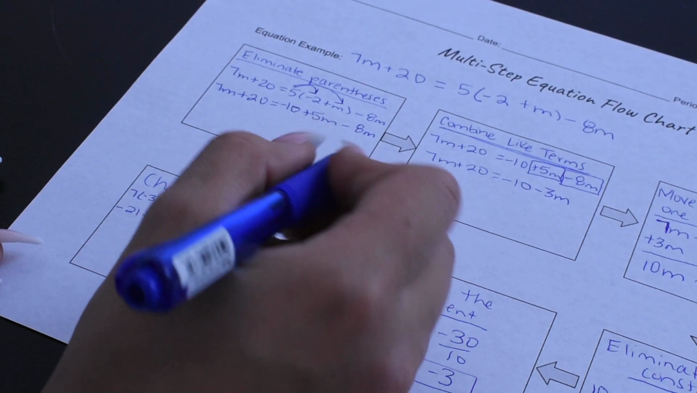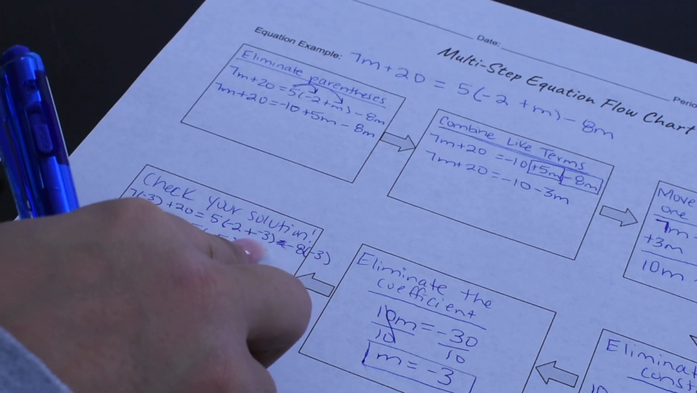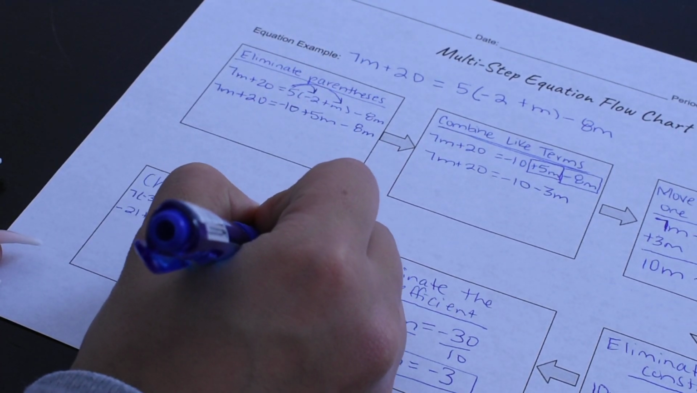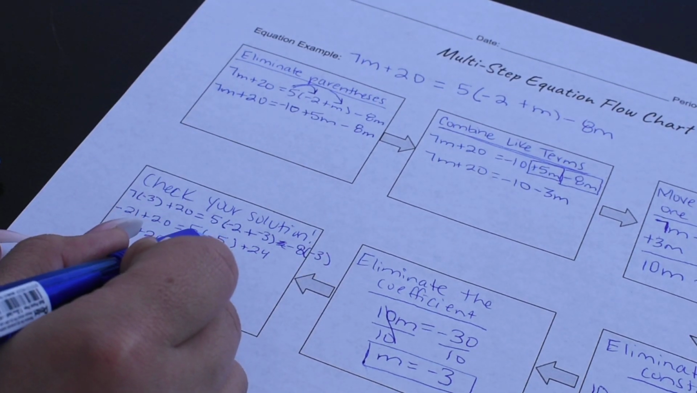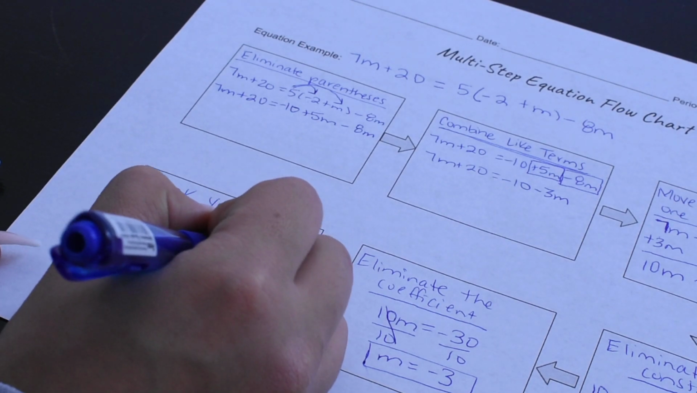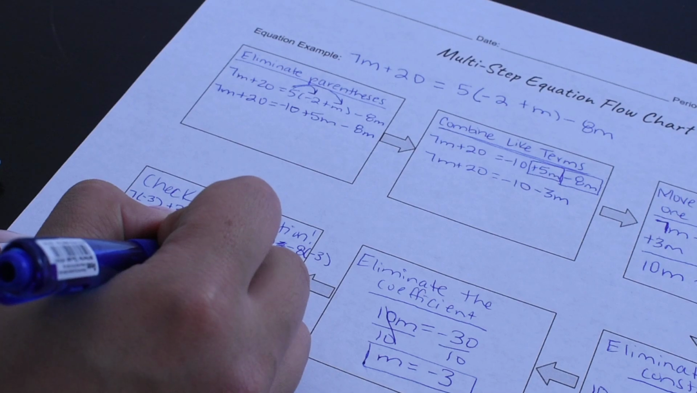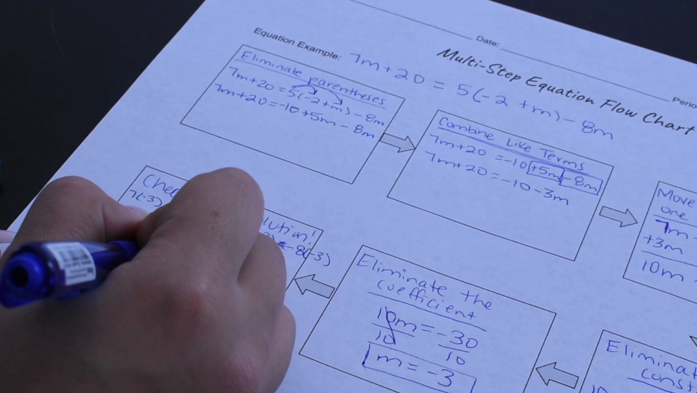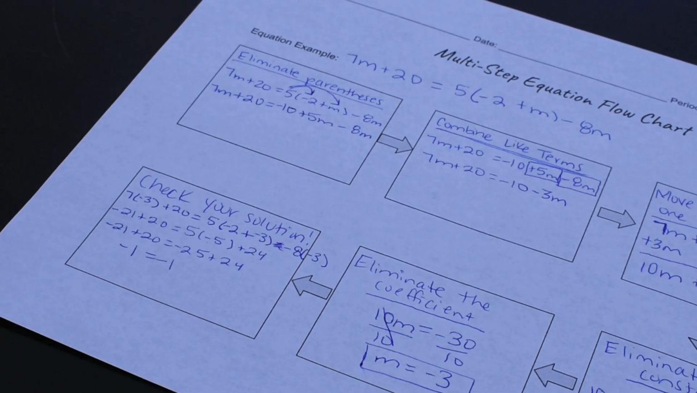Why did it do that? There should be no equal sign here. Sorry, I messed up. Minus 8 times negative 3, that's plus 24. So negative 21 plus 20 equals, what's 5 times negative 5? Negative 25 plus 24. Okay, so negative 21 plus 20 is negative 1. And negative 25 plus 24 is negative 1. Oh, does negative 1 equal negative 1? Yes, our answer is correct.